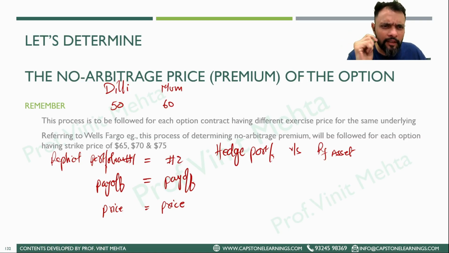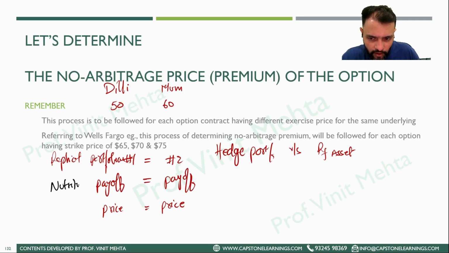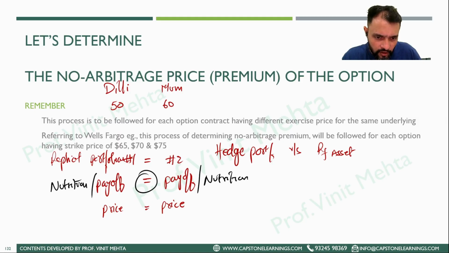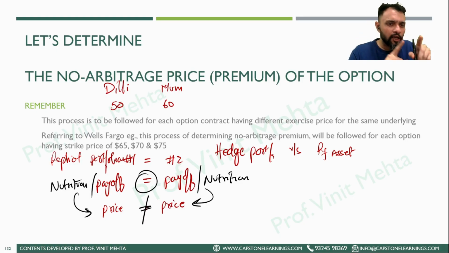Because you realize that whether it is Delhi or Mumbai, oranges are oranges. They would have the same nutrition no matter what the market. Do you agree? And if the nutrition is the same, you say that the price should also be the same. And if the price is not the same, there is arbitrage. You buy cheap and you sell expensive. Make sense? That's the same analogy we are using here.